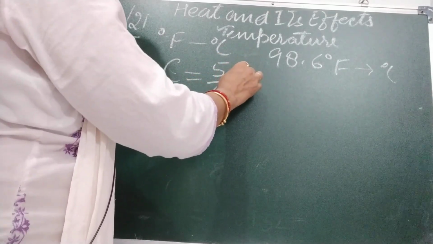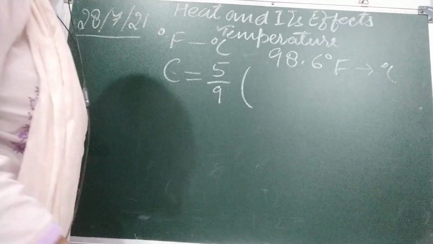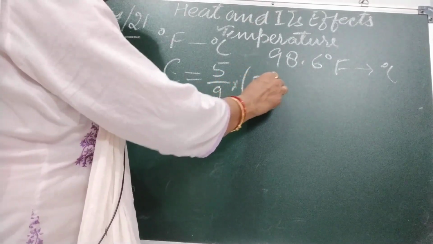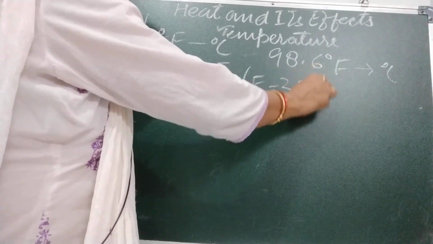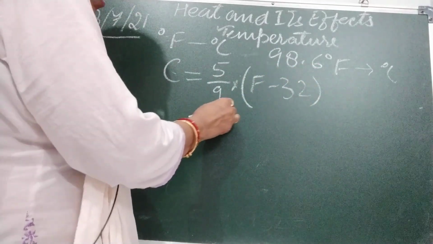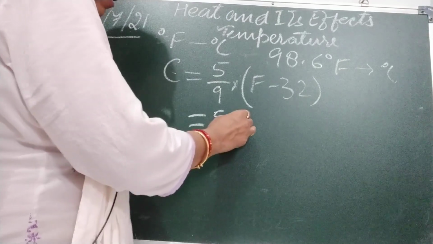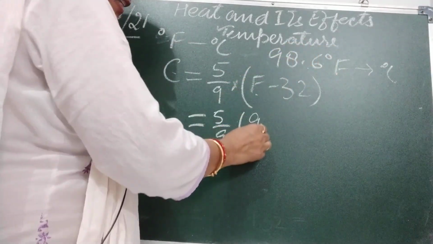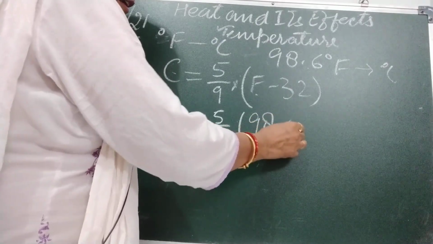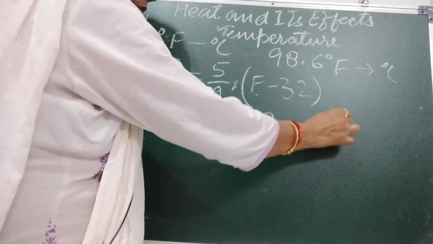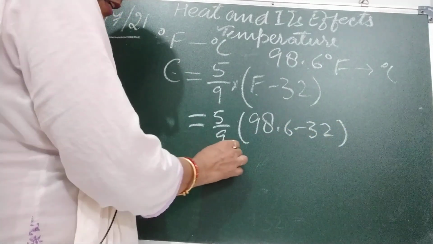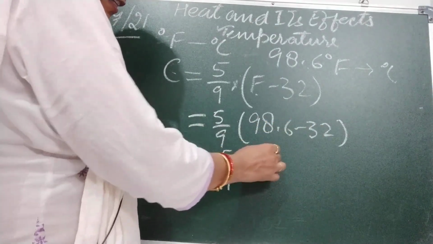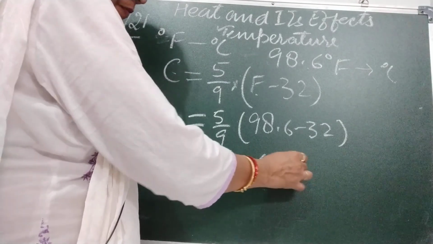Then multiply it by F minus 32. 5 upon 9. What is the value of F? 98.6 minus 32 is 66.6.